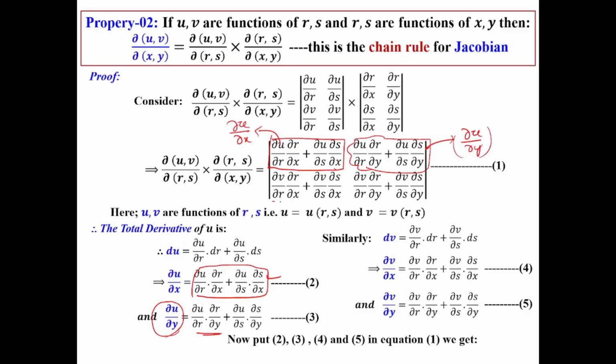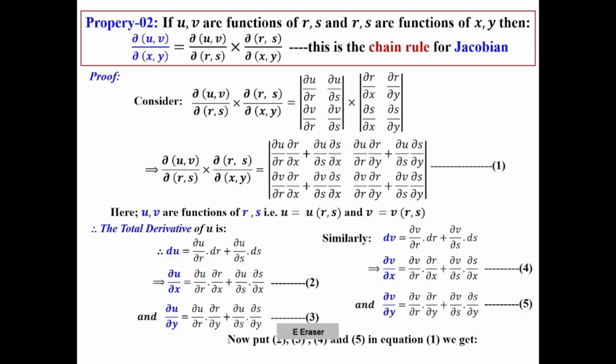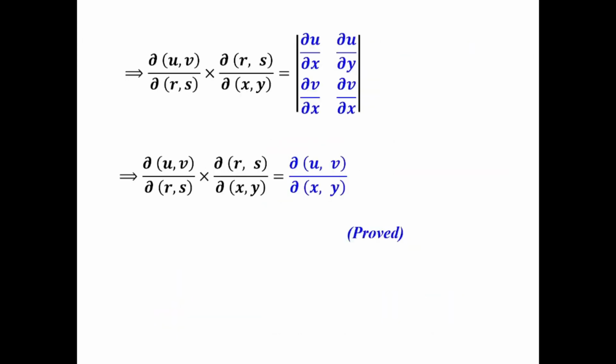Likewise you just compare this equation, it is the same as this one. So instead of del v by del r into del r by del x plus del v by del s into del s by del x, we can write del v by del x. Similarly, instead of this we can write del v by del y. You just check, this one is nothing but this one. Now we are going to substitute these terms, that means equations 2, 3, 4, 5 in equation number 1.